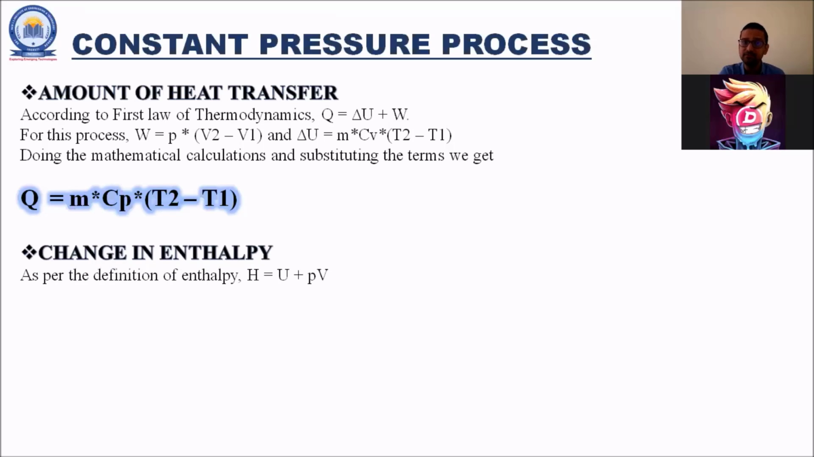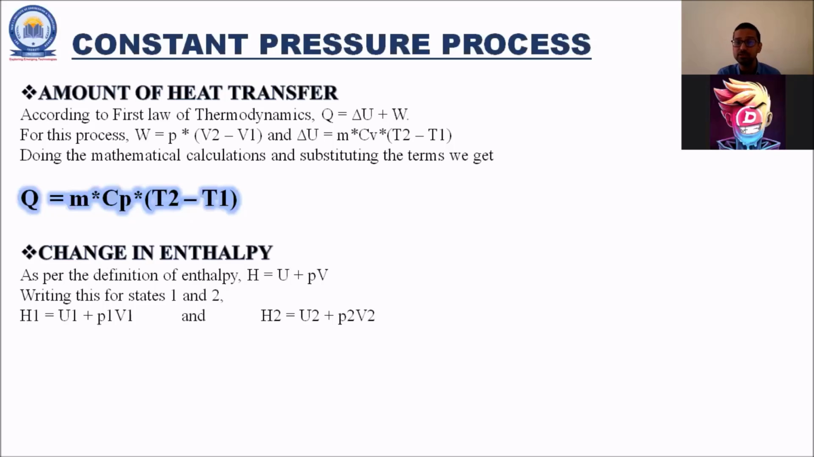The same method we are going to apply in this case also. As per the definition, H is equal to U plus PV. Writing this for states 1 and 2, H1 is equal to U1 plus P1 V1 and H2 is equal to U2 plus P2 V2. This is just a revision of the terms which we have discussed already in the first process. So the change in enthalpy, delta H, is equal to H2 minus H1, that is U2 minus U1 plus P2 V2 minus P1 V1.